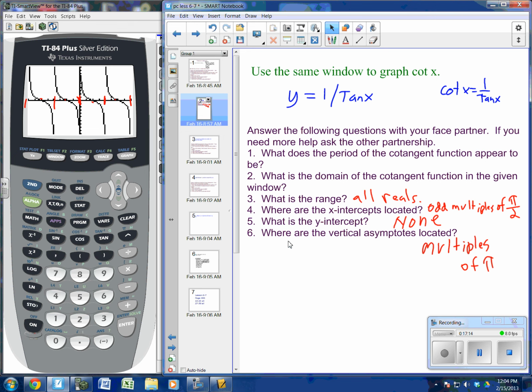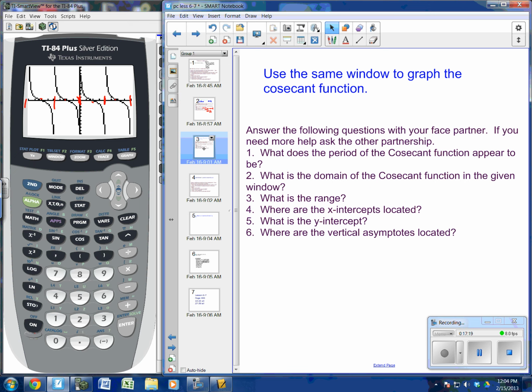Okay, are we ready to move on to the next one? Now, we're going to do the cosecant function. How am I going to put the cosecant function in my calculator? I want you guys to think about this for a second. How would I put the cosecant function in your calculator? Tell your shoulder partner when you think you know.